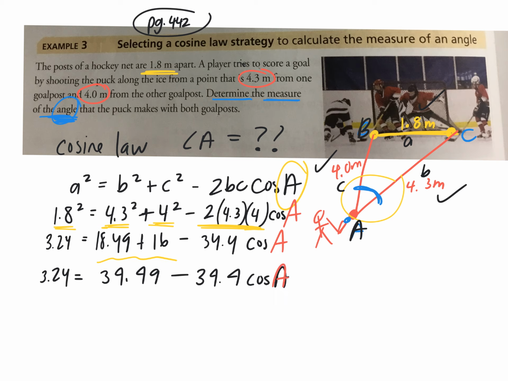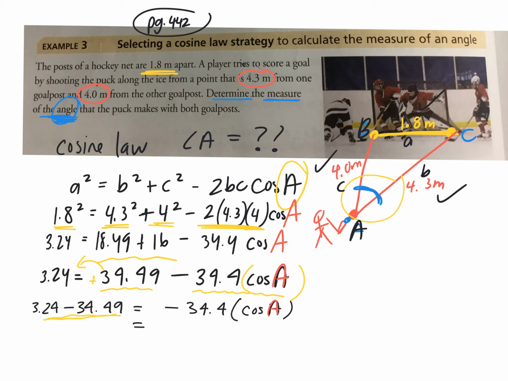Then what? Can you subtract these? No. Because this is 34.49, take away 34.4 times cos A. You can't remove that from the multiplication, right? So you have to get rid of this. You have to subtract it. So it would be 3.24 minus 34.49 equals negative 34.4 times cos A, right? Raise your hand if you had that part. What's 3.24 minus 34.49? Good. Negative 31.25. And on the right side, we have negative 34.4 times cos A.